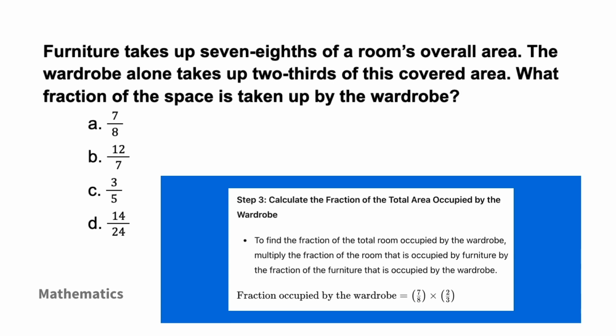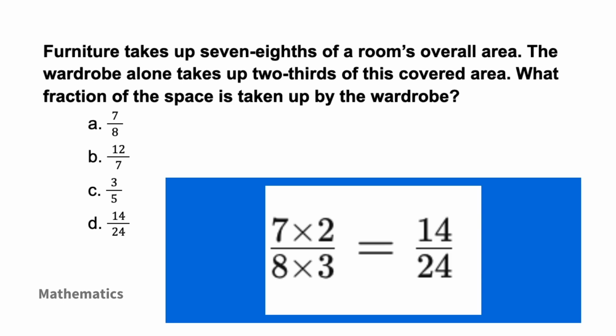So next, we'll want to find the fraction of the total room occupied by the wardrobe by multiplying the fraction of the room that is occupied by furniture by the fraction of the furniture that is occupied by the wardrobe. So next, let's multiply the numerators together and the denominators together, and we can see that we are left with the answer of 14 over 24.